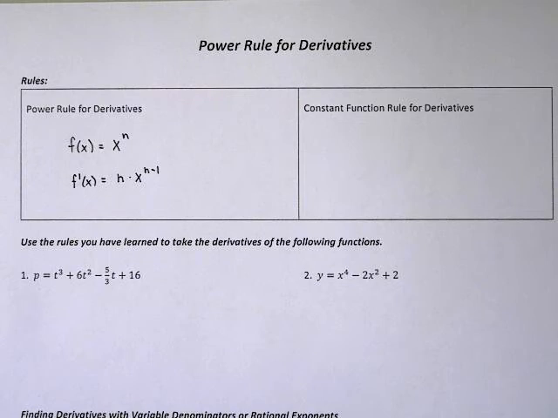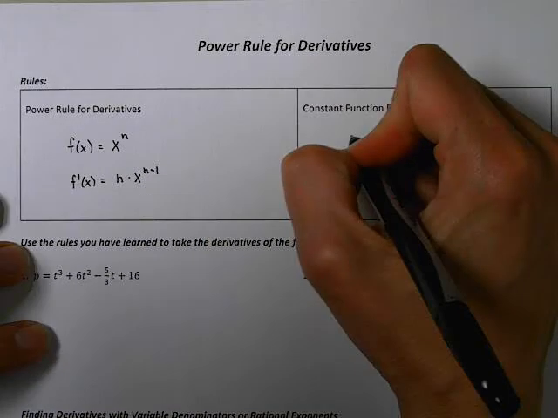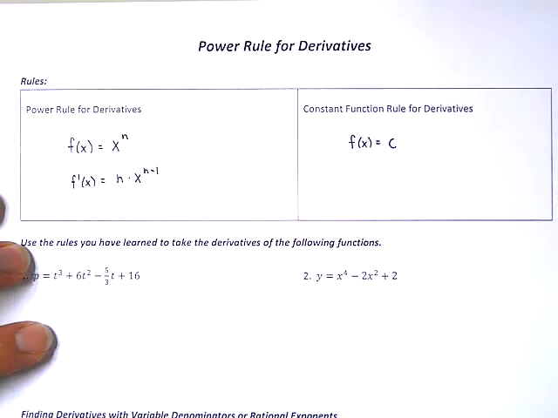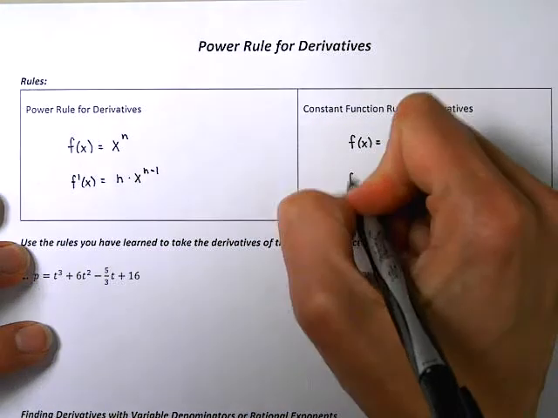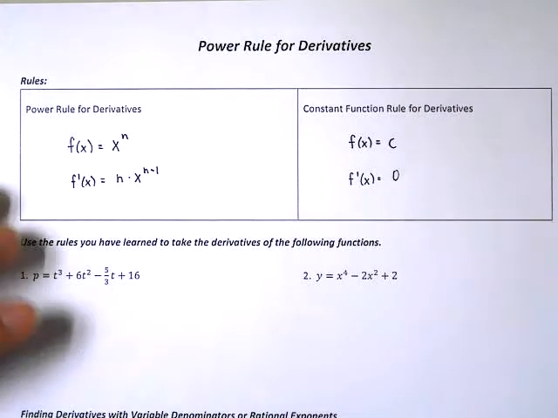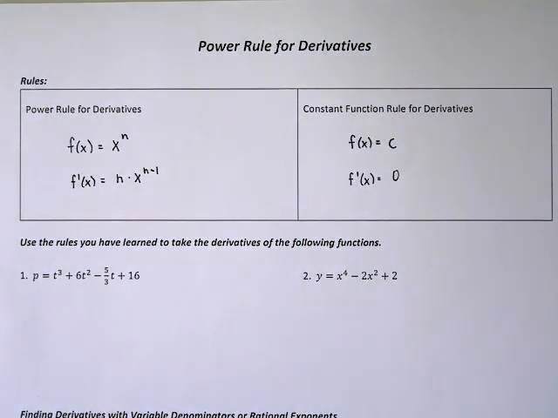Now our constant function rule looks like this. So let's say f of x is equal to some constant c. Then our derivative is going to be equal to 0. So the derivative of a constant function is equal to 0. So let's look and see what this might look like in a problem. So we're going to use the rules we've learned to take derivatives of the following functions.